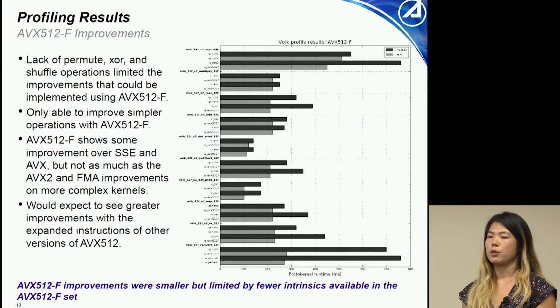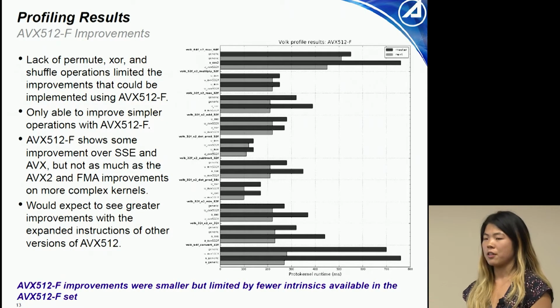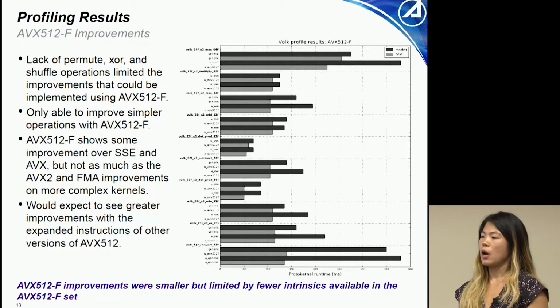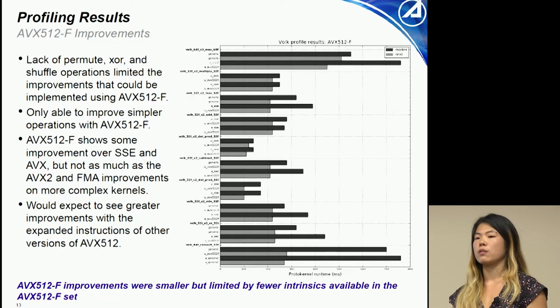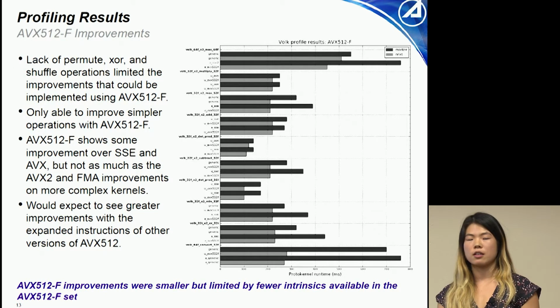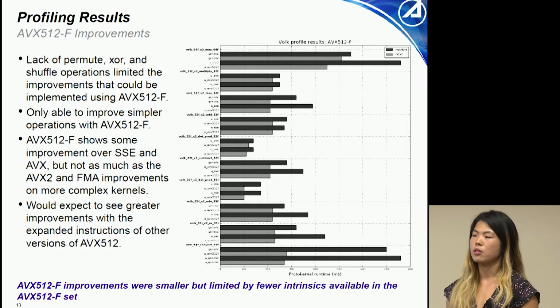However, we expect that if we were able to use the other subsets of AVX512 and add AVX512 to the more computationally intensive kernels, that we would be able to see much greater performance gains like we did in adding AVX and AVX2.